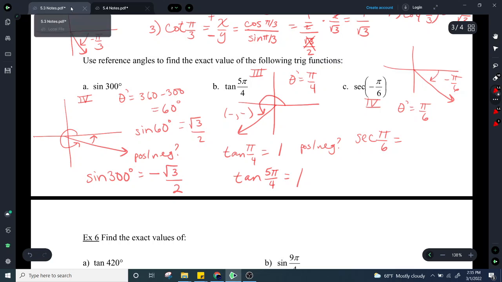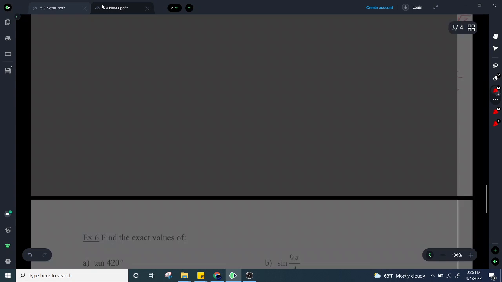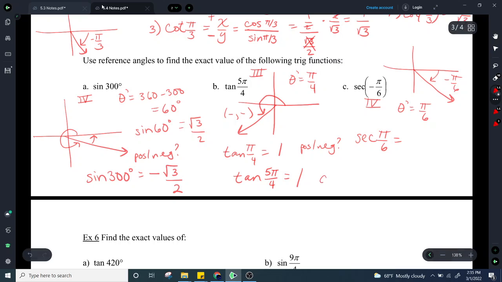So how am I going to get that? Well, what you've got to remember is secant is the reciprocal of which function? Secant is the reciprocal of cosine, right? So here's pi over 6, and the cosine value right there is root 3 over 2. I want the reciprocal of that. So let's jot that down. Cosine of pi over 6 is root 3 over 2. So then secant is going to be the reciprocal of that, 2 over root 3.